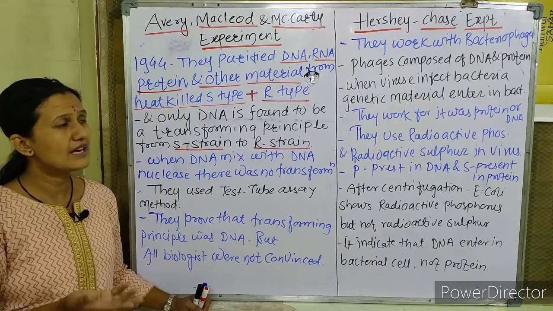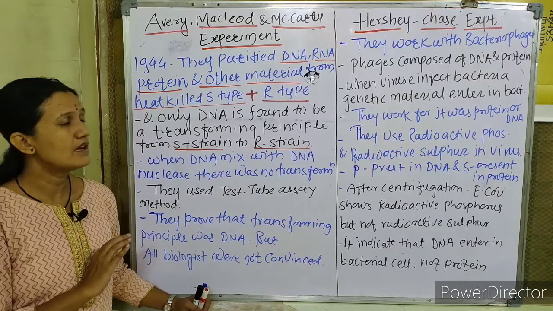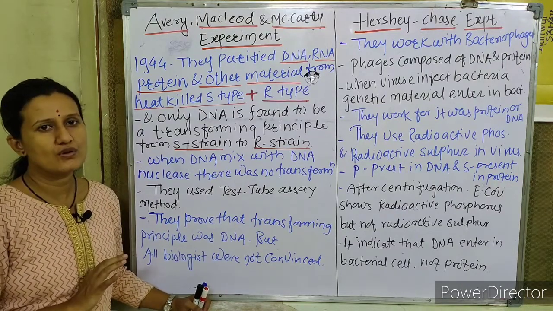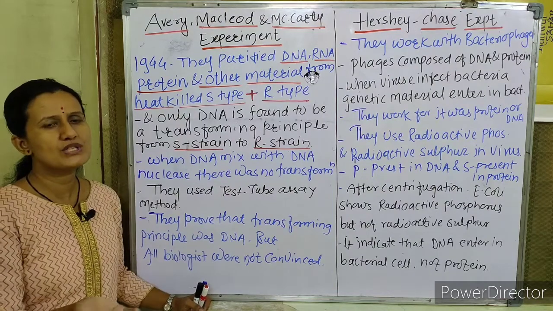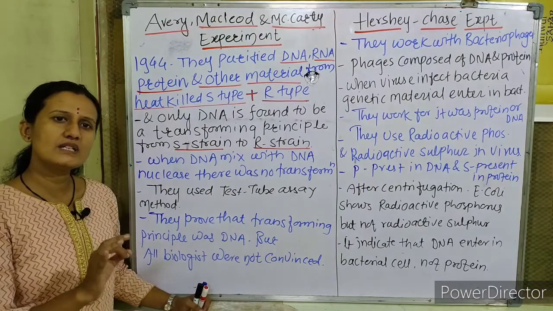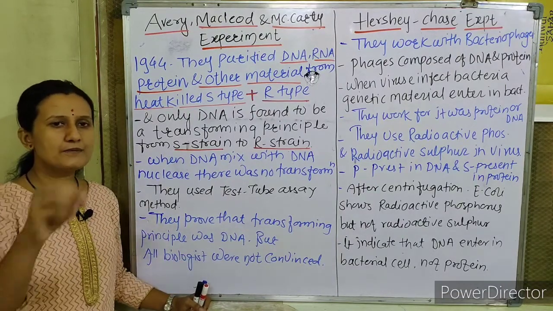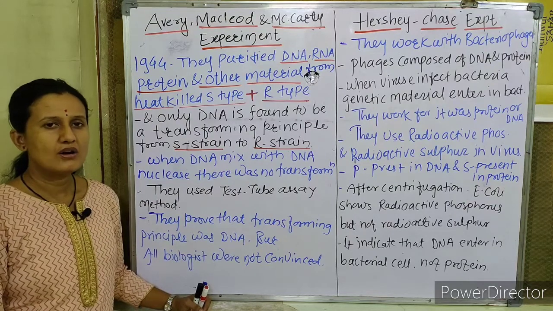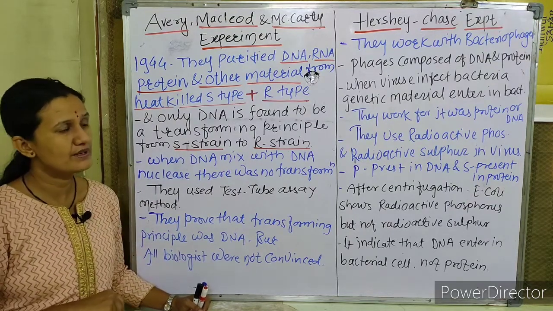There were no RNA, no proteins, no other material, but only DNA is transforming. And when they used the DNA breakdown enzymes, that time transformation doesn't take place. This clearly proves that DNA is the only transforming principle which transforms from heat killed S type to R type. But all biologists were not convinced with their experiment.